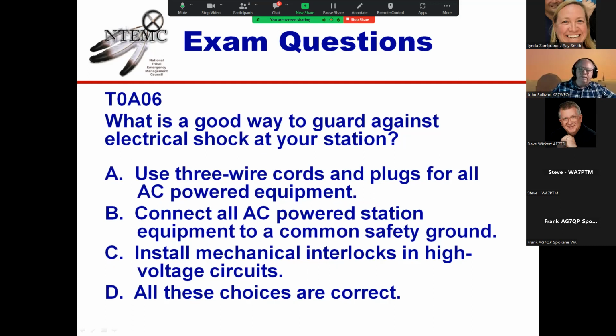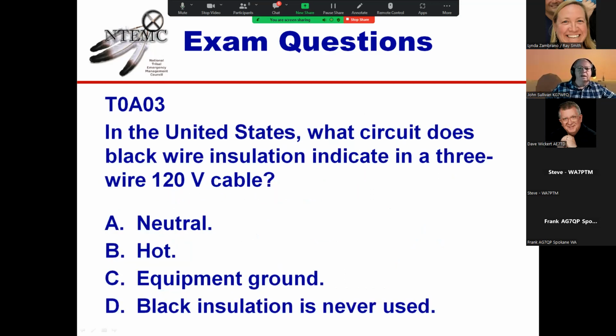Well, yes, if you have a mechanical interlock in a high voltage circuit. So if you open up, for instance, a cabinet containing a high voltage circuit, if you have an interlock, when you open the door, it'll shut off the circuit so you can't be exposed to the high voltage. So yes, that would be a good way to guard against electric shock in your station. All of the above.